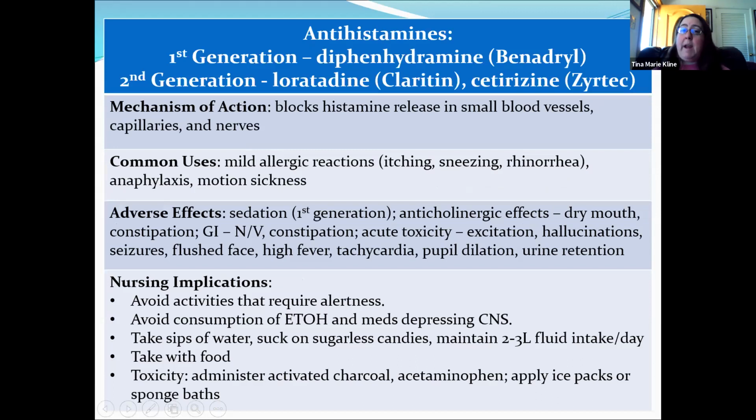Okay, antihistamines. And there are two different generations. So our old school antihistamines, your Benadryl, they work really, really well, but they tend to have those sedating effects. They also have the anticholinergic effects. So it causes dry mouth, essentially drying out of all the secretions. So your patient can be uncomfortable with dry mouth. They can have issues with constipation. They can have issues with urinary retention.